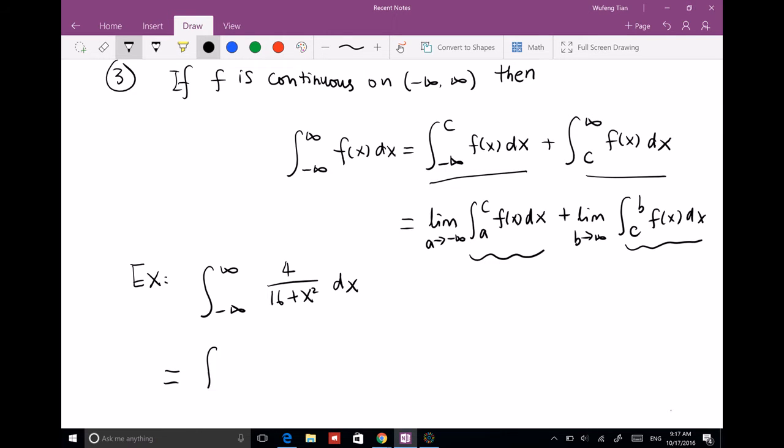So normally, we break it at a middle point. 0 is a good number because e to 0 is 1, sine 0 is 0, tangent 0 is 0. 0 is a very good number for a lot of functions. So just break it down at 0. Negative infinity to 0 of 4 over 4 squared plus x squared dx, and plus 0 to infinity of 4 over 4 squared plus x squared dx.